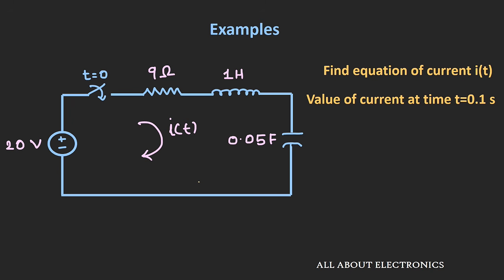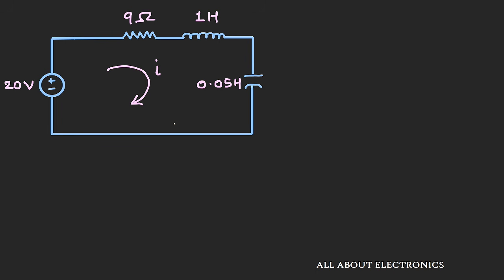So let us first of all redraw the circuit at time t is equal to 0. So at time t is equal to 0, the circuit will look like this. And let us say the current I is flowing inside this circuit. So if we apply KVL, then we can write V is equal to VR plus VL plus VC. And if we put the value of VR, it is nothing but I into R.